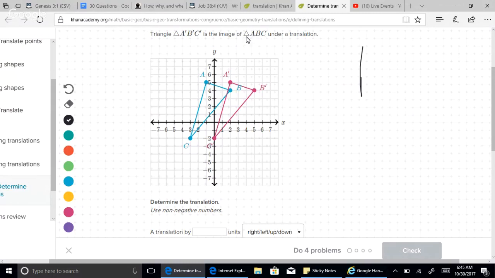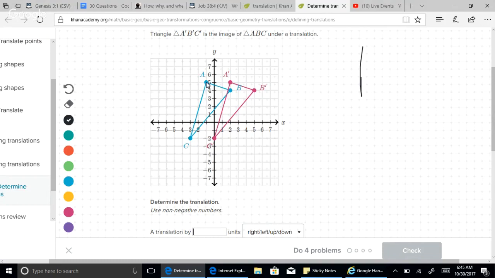So the key here is this triangle ABC, the second one they're describing, is the original triangle. This original triangle is in blue, okay? And then a translation occurred and it moved over to where it is now, and that's the pink triangle. And what we need to do is determine what that translation looked like. Now it says that a translation occurred by so many units and it either went right, left, up, or down.